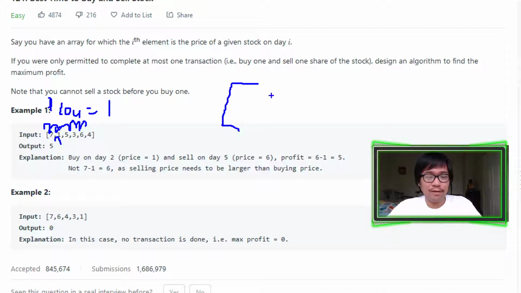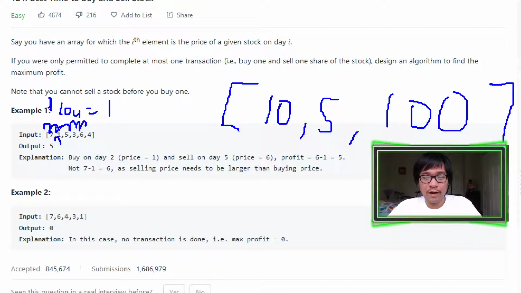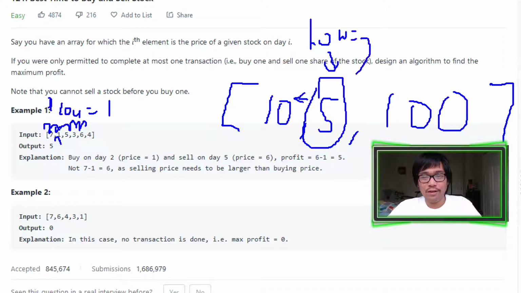So for example, let's say there's 10 and then 5, and then let's say it goes up to 100. Either way here, you will make a profit if you sell it at 100. If you buy at 10 and you sell at 100, you make a 90 profit. But if you buy at 5 and sell at 100, you get a 95 profit. Since this number comes after and it's lower than the previous number, we might as well update the lower number to be whatever the newer number is. So we update the low number to be 5, and then we get the most profit that way. So that's basically how we're going to do it.